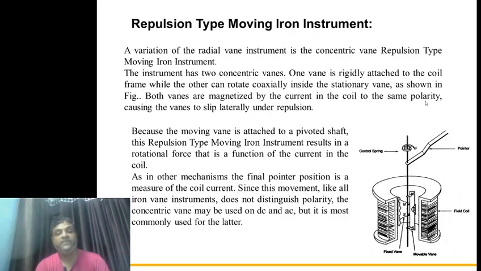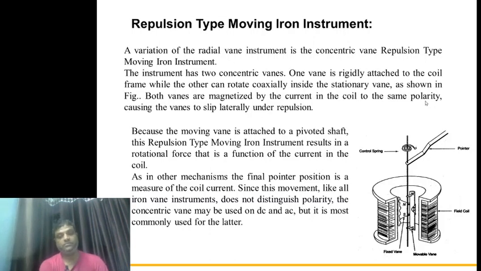Because the moving vane is attached to a pivoted shaft, this repulsion type moving iron instrument results in a rotational force that is a function of the current in the coil. In other words, the final pointer position is a measure of the coil current. Since this movement, like all iron vane instruments, does not distinguish polarity, the concentric vane may be used on DC and AC, but is most commonly used for the latter. So mostly this type of instrument is used for AC.